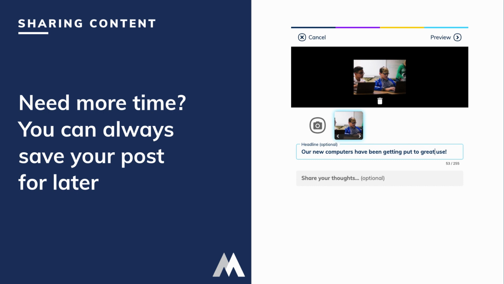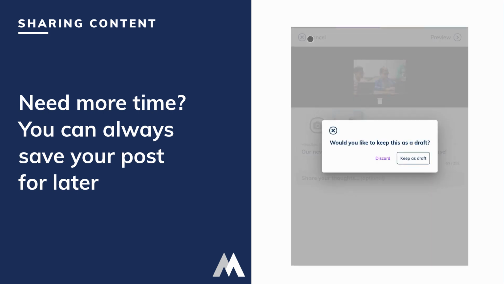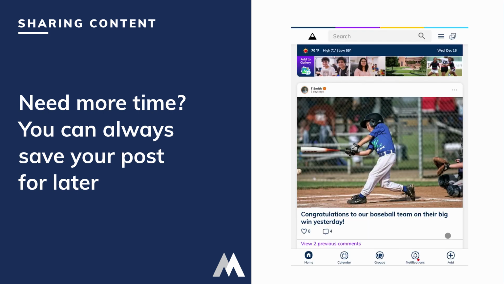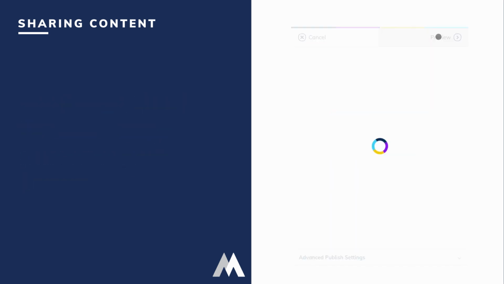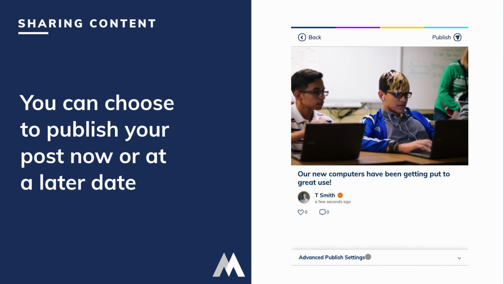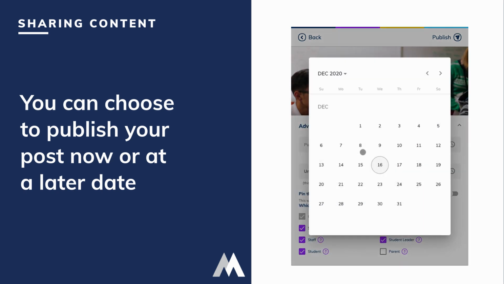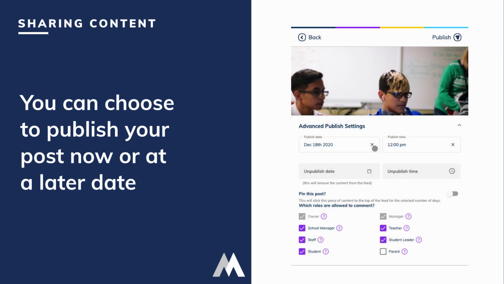Don't have time to finish creating your post? You can save a draft for later by clicking Cancel. Want your post to be published at a later date? No problem. Go to Advanced Publish Settings and choose a publish date.